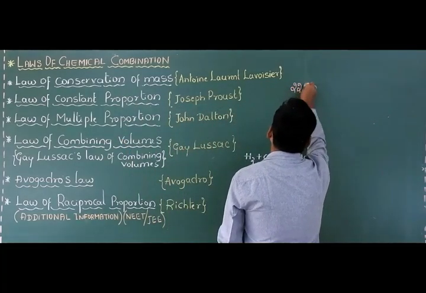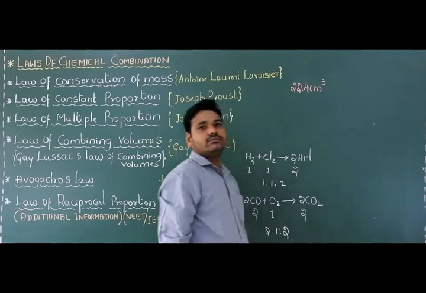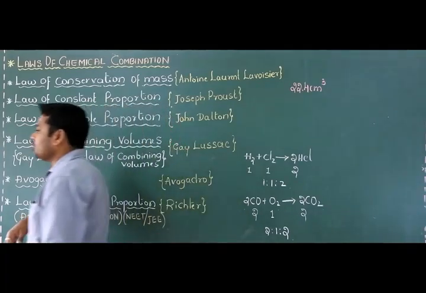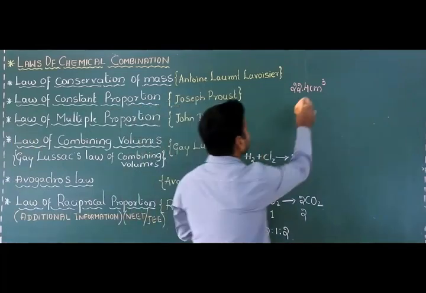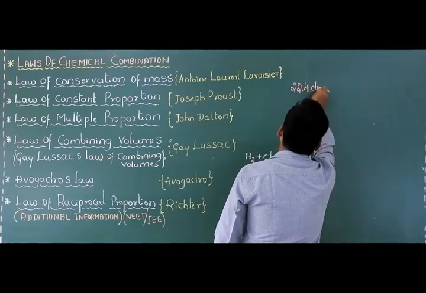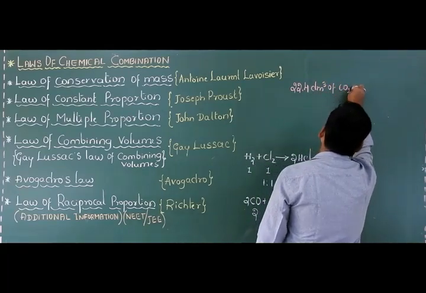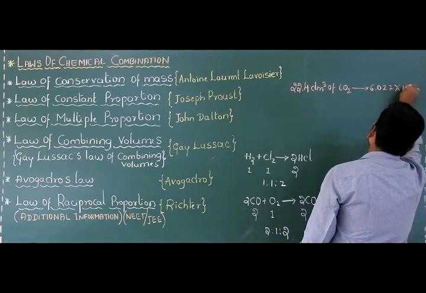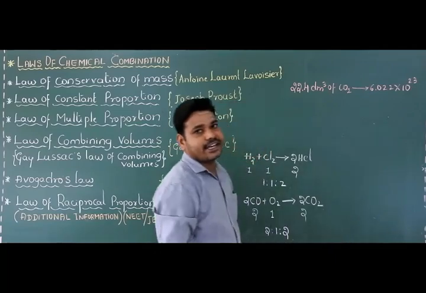So 22.4 centimeter cube, or 22.4 decimeter cube. Let us write decimeter cube here. 22.4 decimeter cube of carbon dioxide contains 6.022 into 10 raised to 23 particles in it.